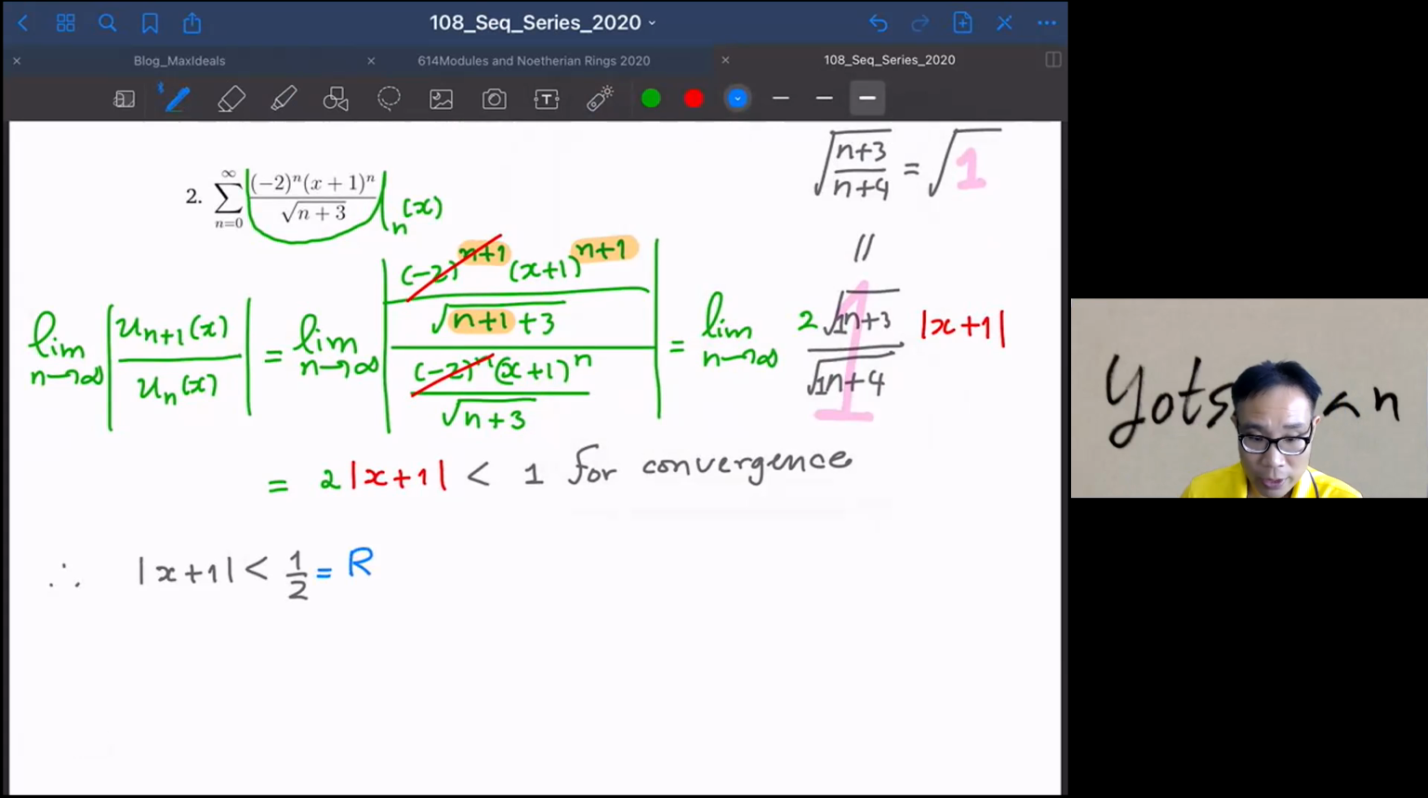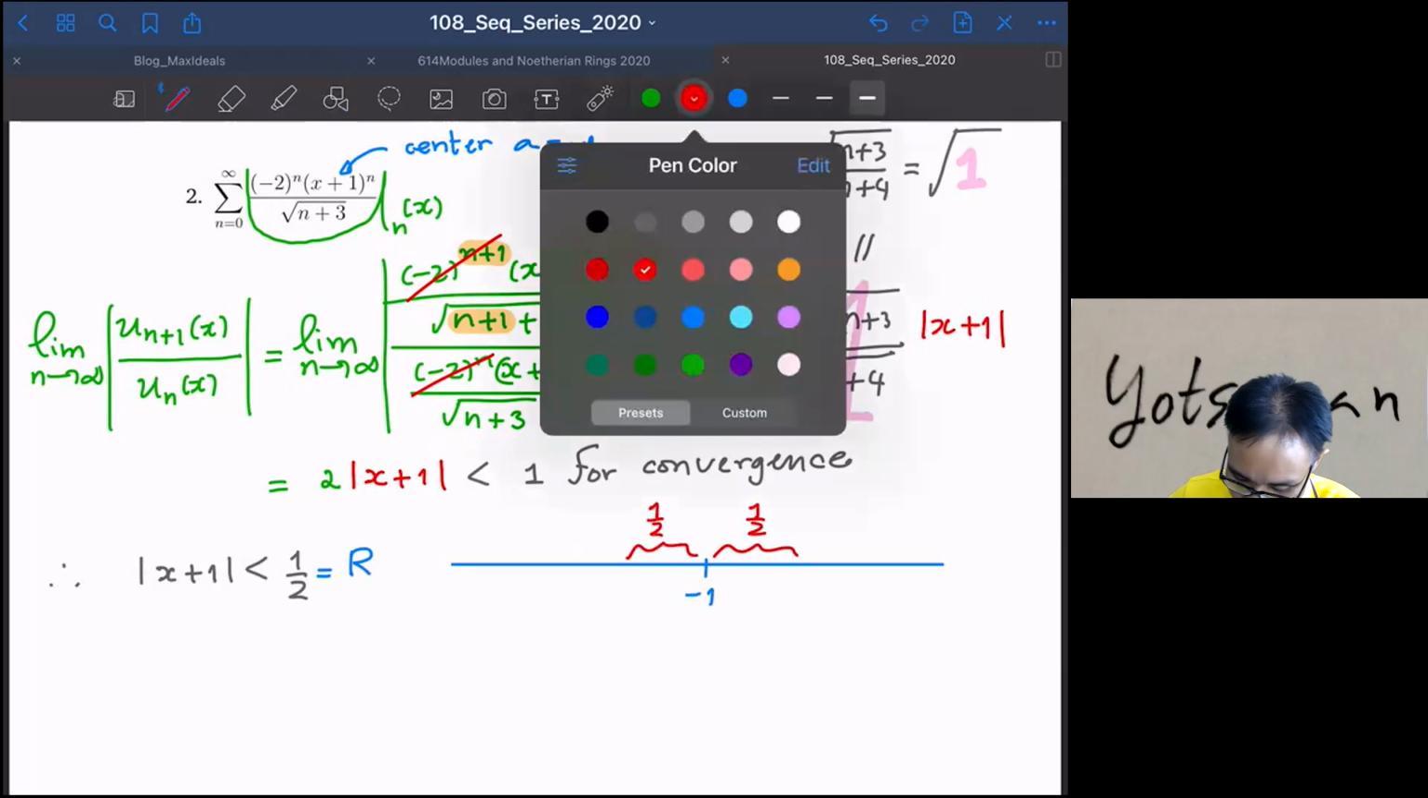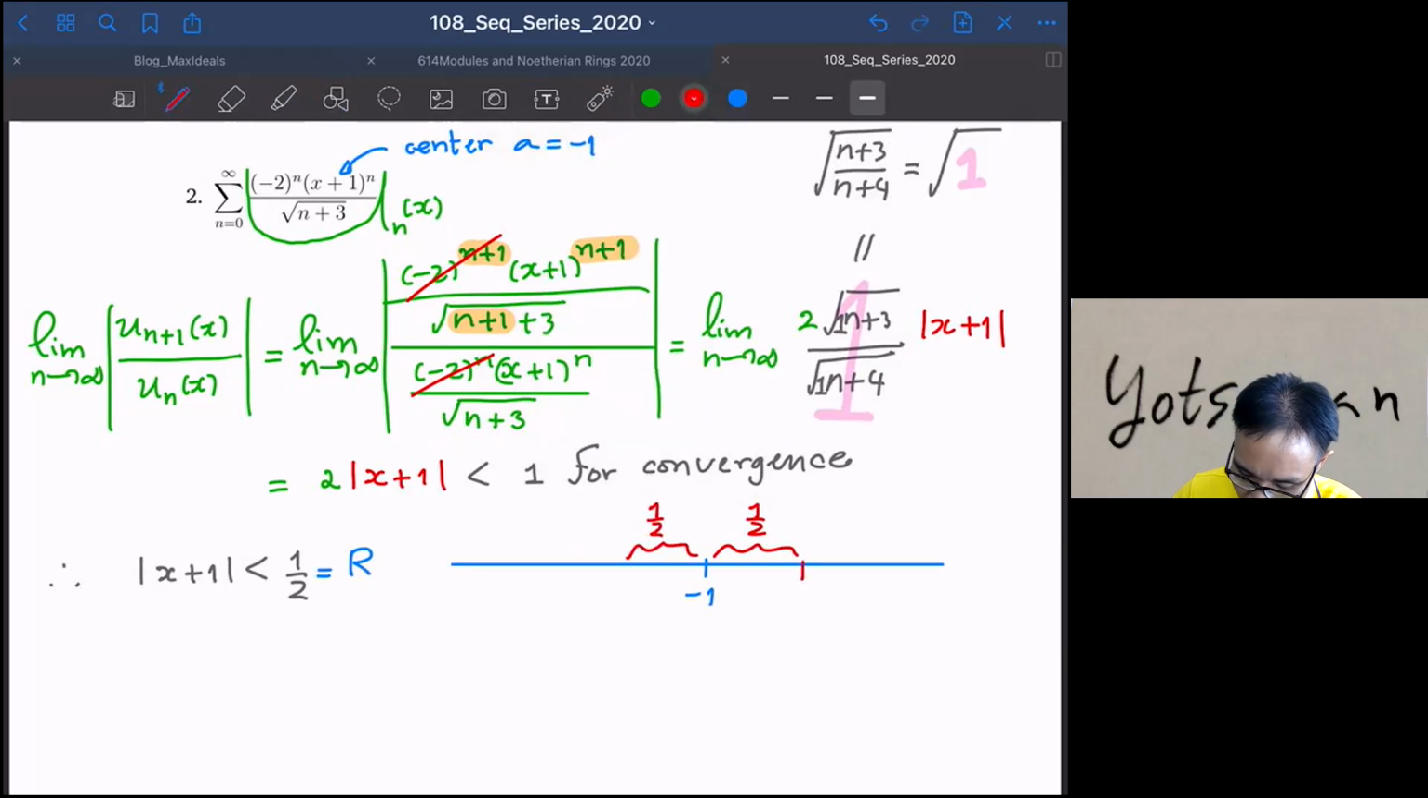So that is going to give you the radius of convergence, and the picture for the interval of convergence will have the center at -1. So you have the center a equal to -1, and you have the radius equal to 1/2 from the left and from the right. It's going to be 1/2 on both sides like this. So you would get -1 plus 1/2.